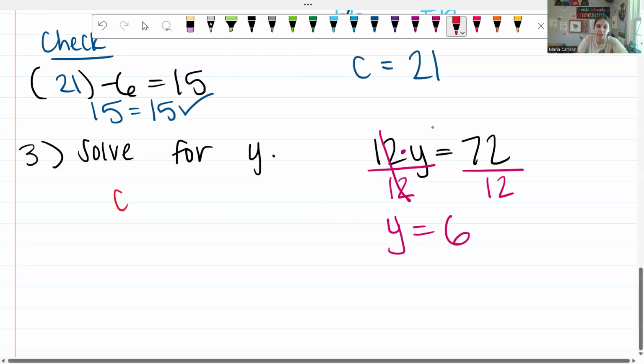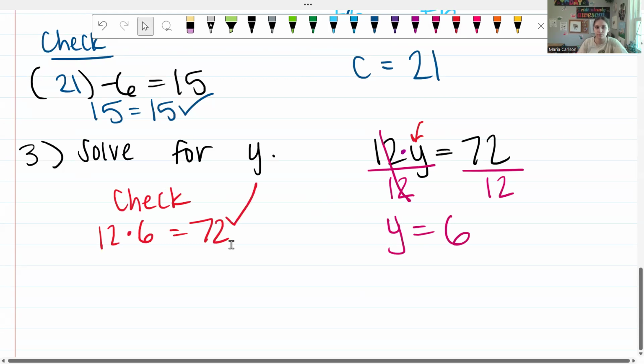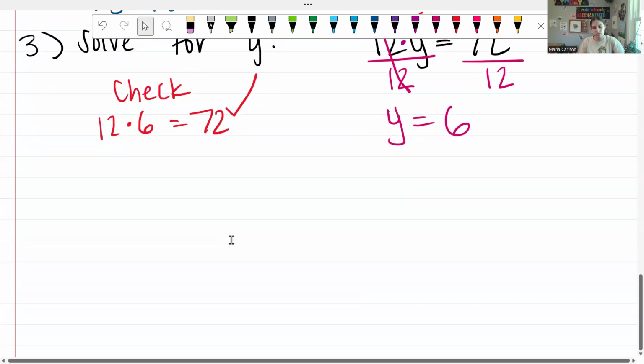And then again, we could check if I substitute in 6 for y, 12 times 6 does give me 72. I only have a few more. Let's solve for n.